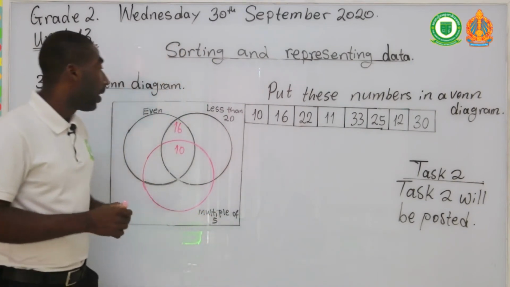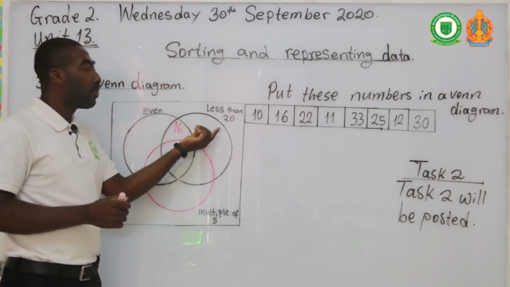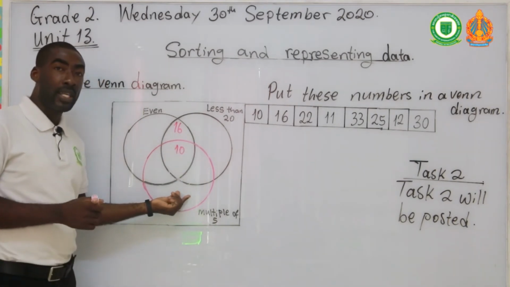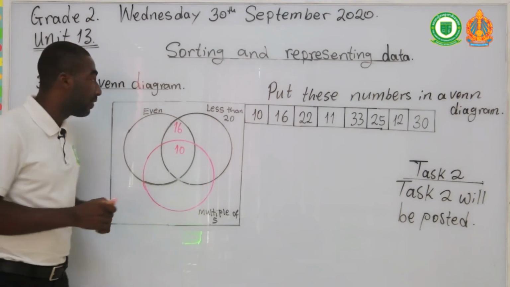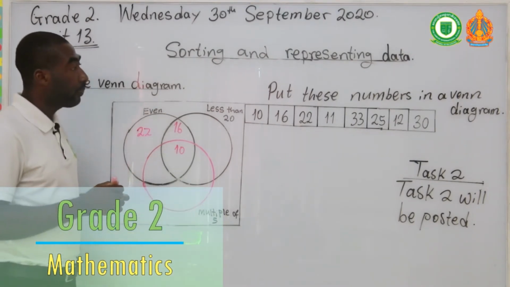22. 22 is an even number. It's more than 20, and it is not a multiple of 5. So we put 22 here.